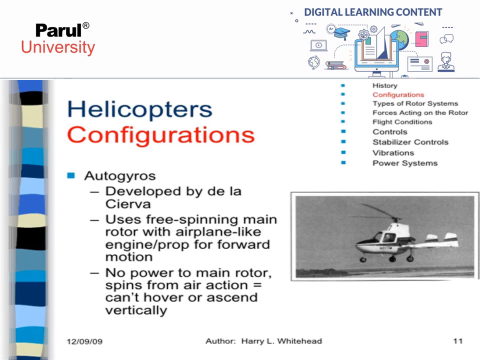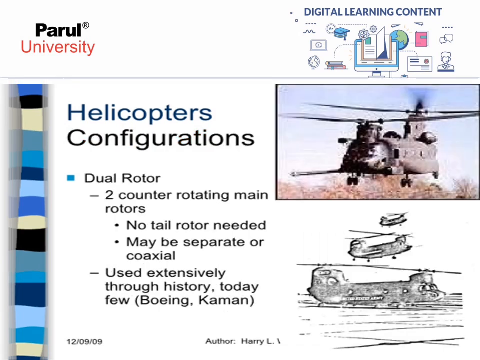Right now, the helicopter configuration autogyro, developed by De La Cierva, uses a free-spinning main rotor with an airplane-like engine and propeller for forward motion. There is no power to the main rotor, which spins from air action, so it cannot hover or ascend vertically. Now you can see in this figure also. Now we have to go for the next.